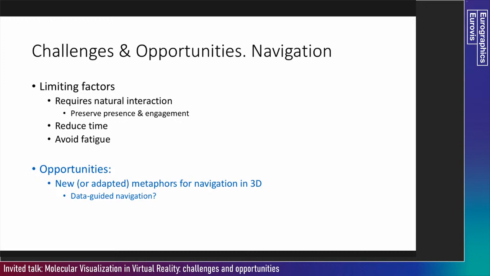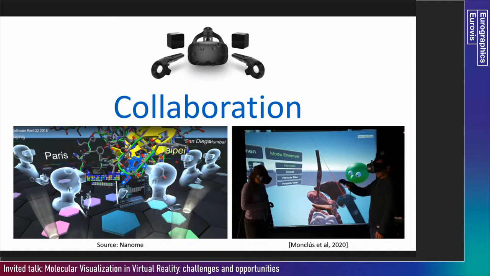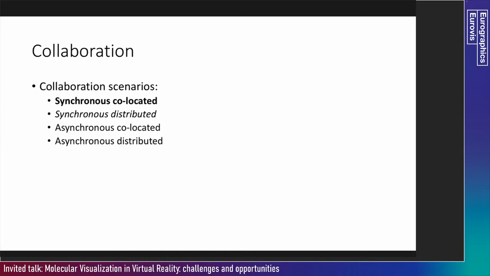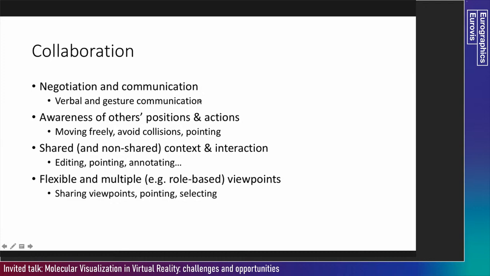And finally, let's go to collaboration, which is an important thing that is used a lot in molecular visualization. So there are several collaboration scenarios. We can think of synchronous collocated, synchronous distributed, asynchronous collocated, or asynchronous distributed, and I'm mostly concentrating on synchronous collocated scenarios. In these scenarios, what we need to solve is a problem of communication, such as verbal and gestural communication.